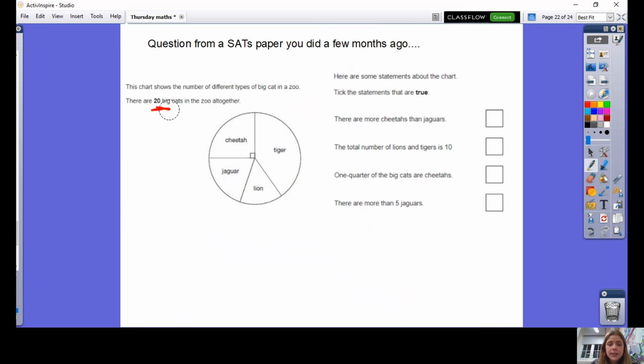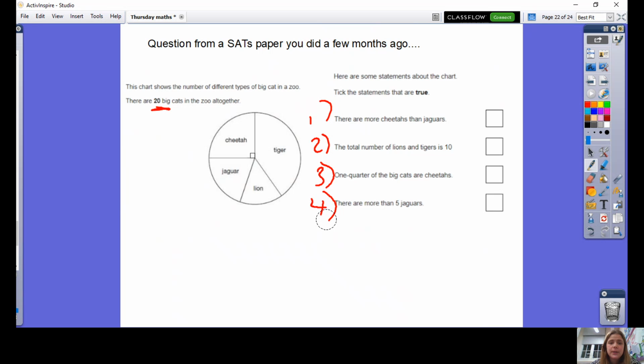There are more cheetahs than jaguars. If you think that's true, write a T for true. The total number of lions and tigers is 10. Look at your lions and tigers. Does that total 10? If you think so, write T for number 2. Number 3, 1/4 of the big cats are cheetahs. If you think that's true, write a T. And for number 4, there are more than 5 jaguars.